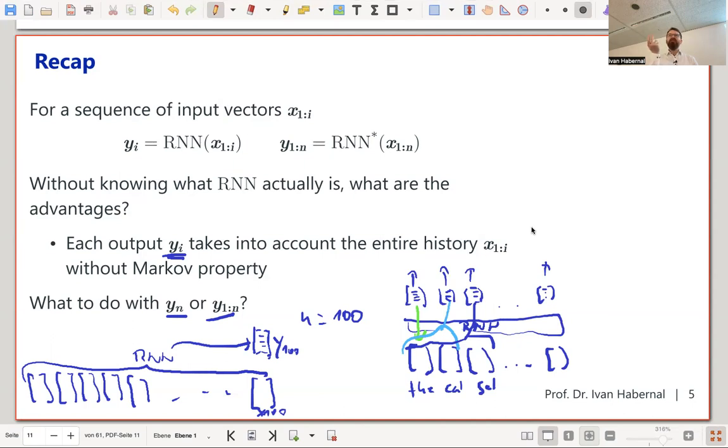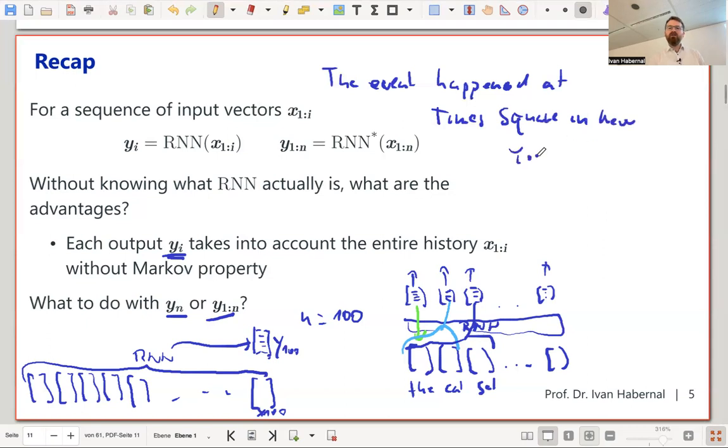Is there any task where it's important to know something about each word? So what if you have a text like: the event happened at Times Square in New York City yesterday. It's a very stupid sentence, but anyway. So we have this sequence, the event happened at Times Square in New York City yesterday, and we want to do something with each word.